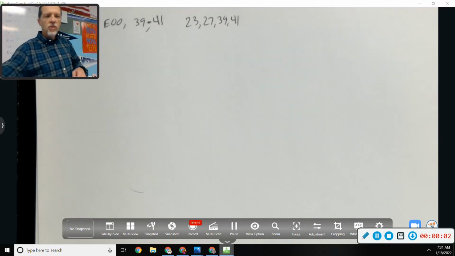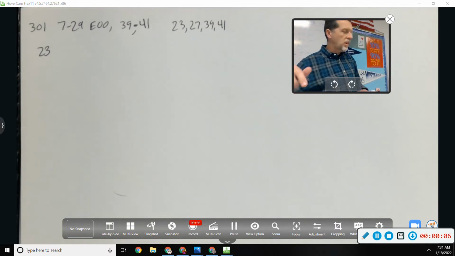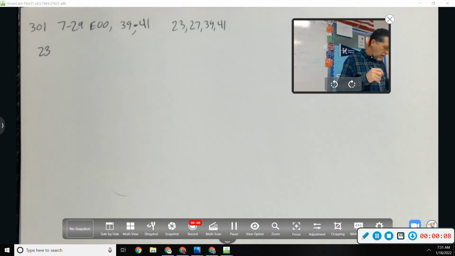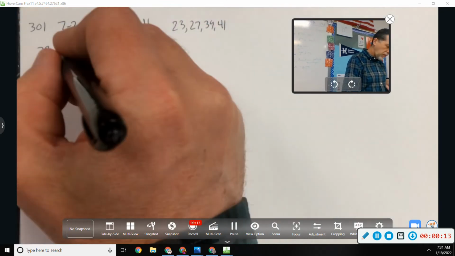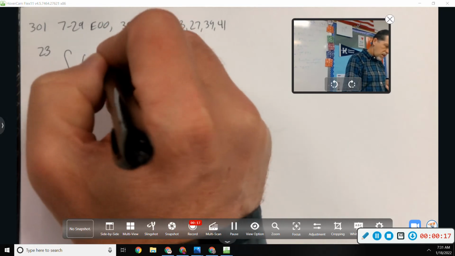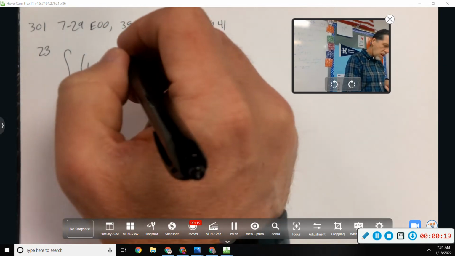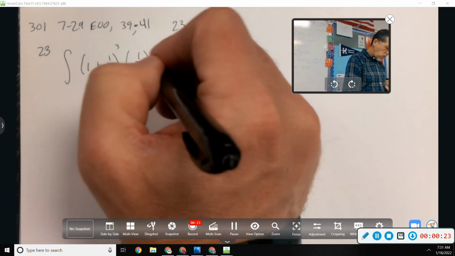So page 301, go over some of those because Calc Chat didn't make sense. Wonder if they just didn't show enough work, maybe? I don't know. You skipped steps. For 23? Oh, wait. Yeah. Oh, yeah, for 23.